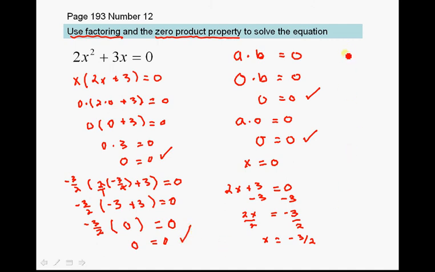So therefore, the solution set, or what makes this true, is when x is equal to -3/2 and when x is equal to 0. Okay, I hope you found this helpful.